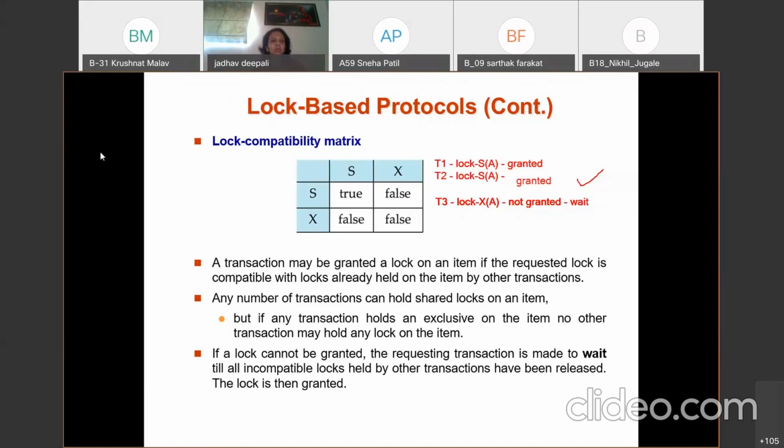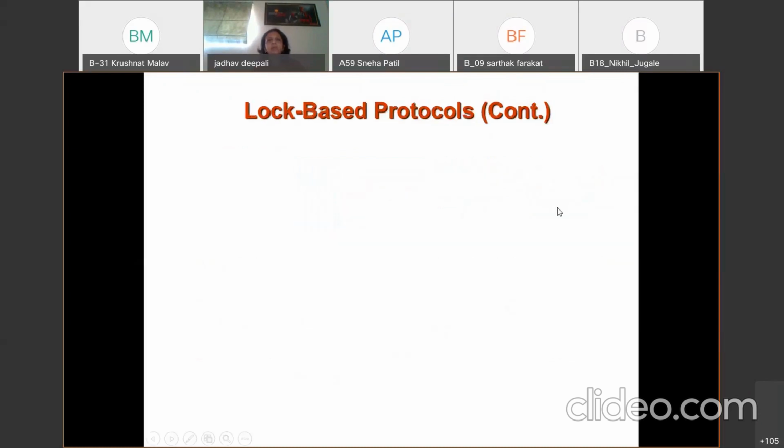Now we move towards the next. We are going to study it with two examples. The first example, which we have already seen, is to transfer $50 from account B to account A. Here the difference is that it is from account B to account A. Now see how the lock actually executes.